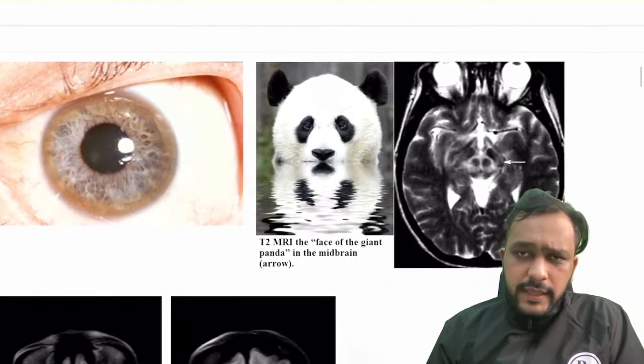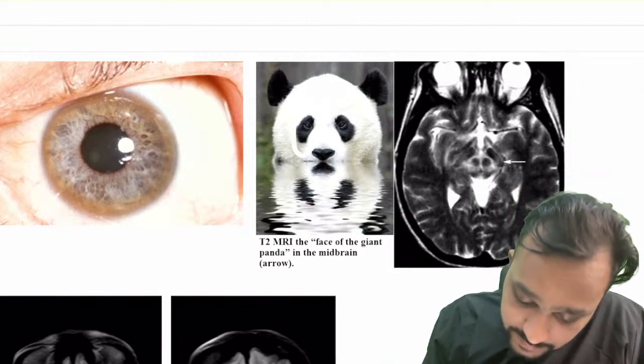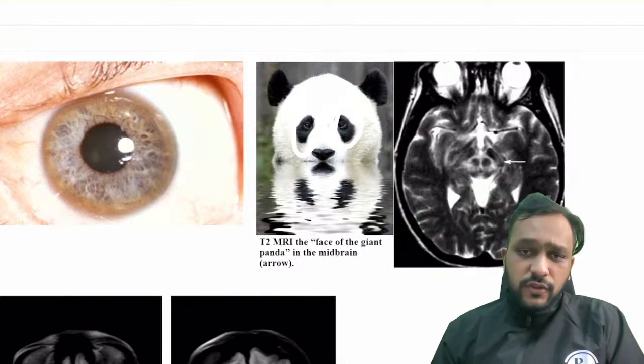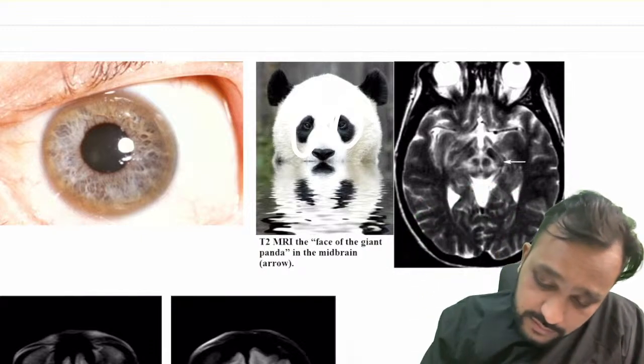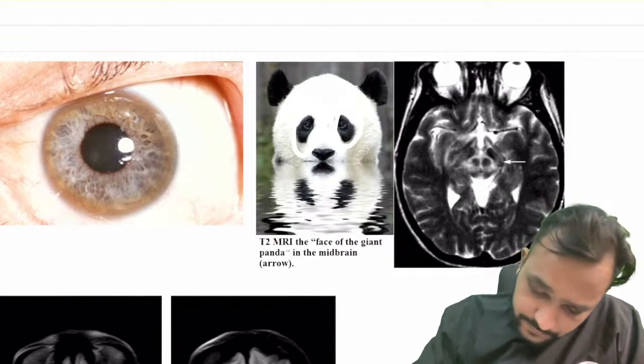Another very important MCQ that is asked. So what is this? This is the eye of the face of the giant panda. Face of the giant panda. So this is seen in a patient with Wilson's disease.